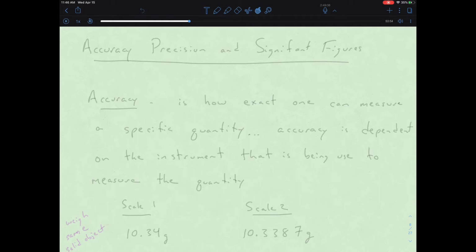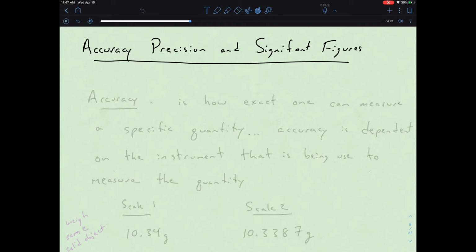So now that we got a little bit of understanding of the measurements and different types of Greek prefixes representing numbers, now let's get into the idea of accuracy, precision, and significant figures. So we basically have three terms here that we have to walk through. Let's start with accuracy.